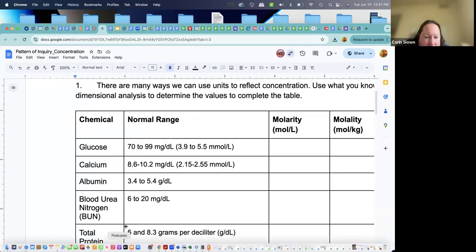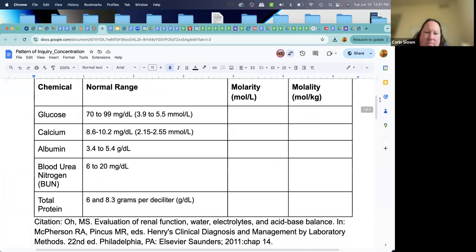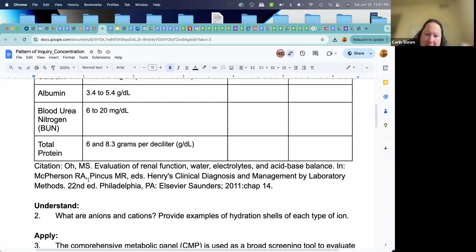All right, so the first piece of this is just making sure that you're clear on the difference between molarity and molality. And we've got a couple of different calculations here. You can use the one that we did for glucose. And then I've asked you to calculate calcium, albumin, blood urea nitrogen, and total protein. You're given information, you can do those conversions. Hopefully that will help refresh your recollection. You're welcome to take a look at the citation for these values.